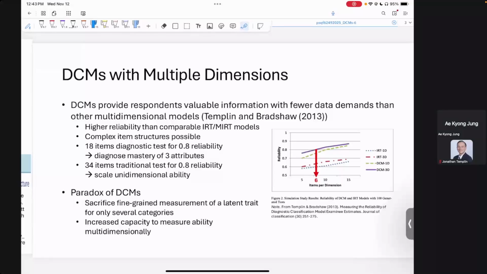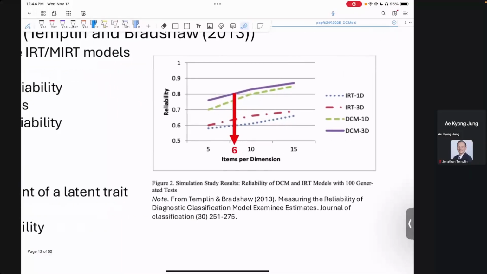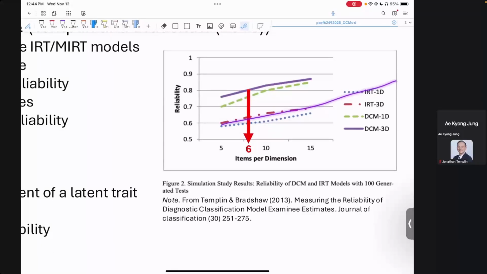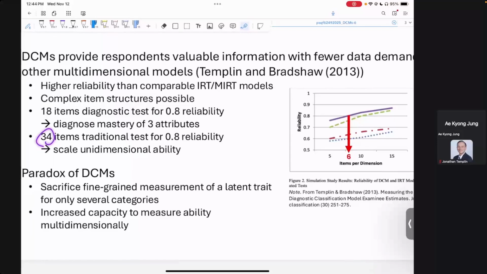DCM provides respondents valuable information with fewer data demands. If you see this graph, it is showing the reliability of IRT with 1 dimension, IRT with 3 dimensions, DCM with 1 dimension, and DCM with 3 dimensions. The x-axis is items per dimension. If you see the blue line, which is IRT with 1 dimension, to reach a reliability of 0.8 we need a very high number of items per dimension. It was 34 items.